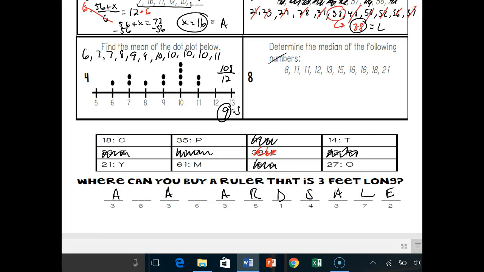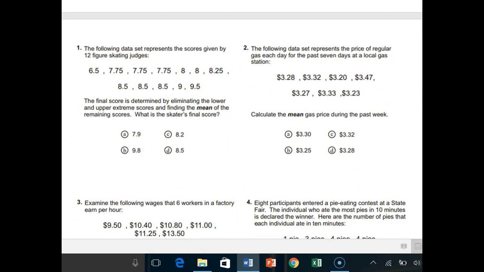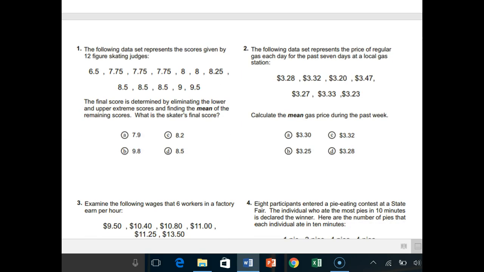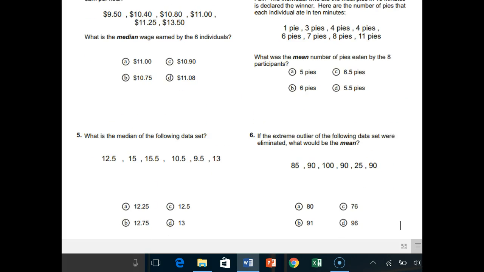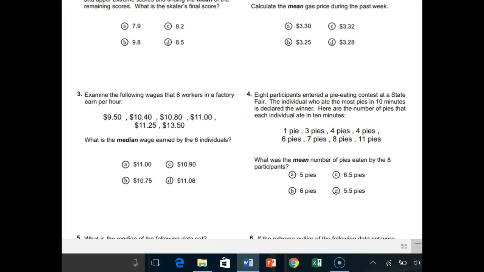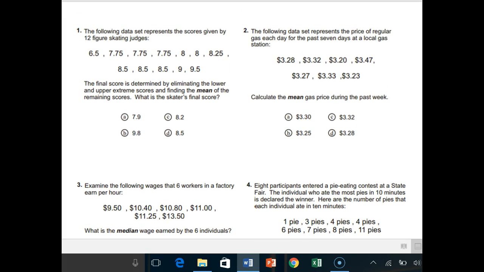All right. Okay, for the back side, we'll just be doing the odds on this one. The following data represents scores given by 12 figure skating judges. So all this data, and notice it's nice and ordered. The final score is determined by eliminating the lower and upper extremes. So let's find out what the low was and what the high was, and let's eliminate them.